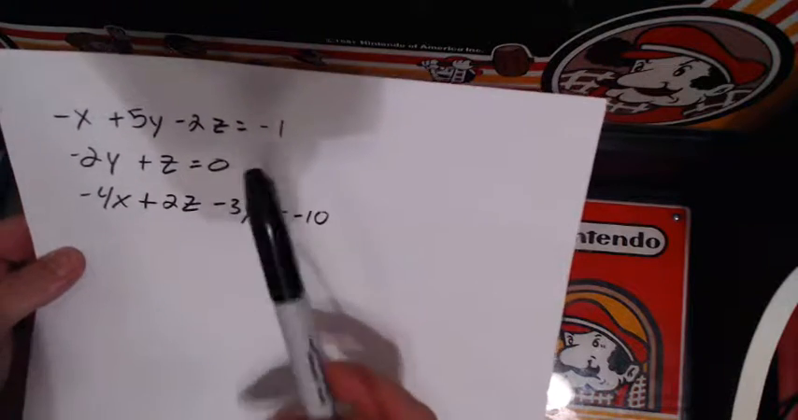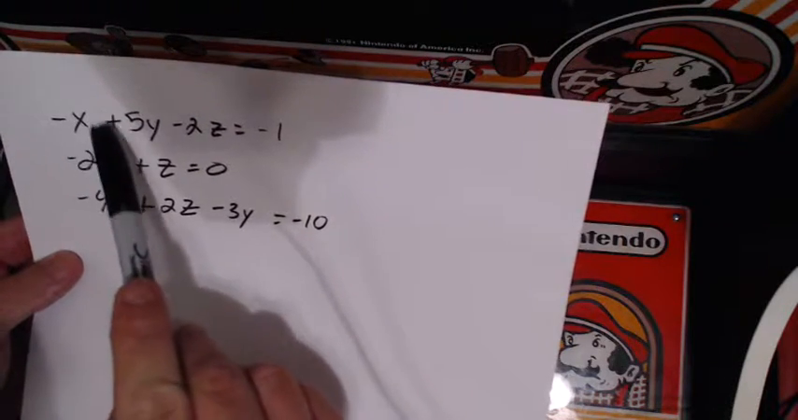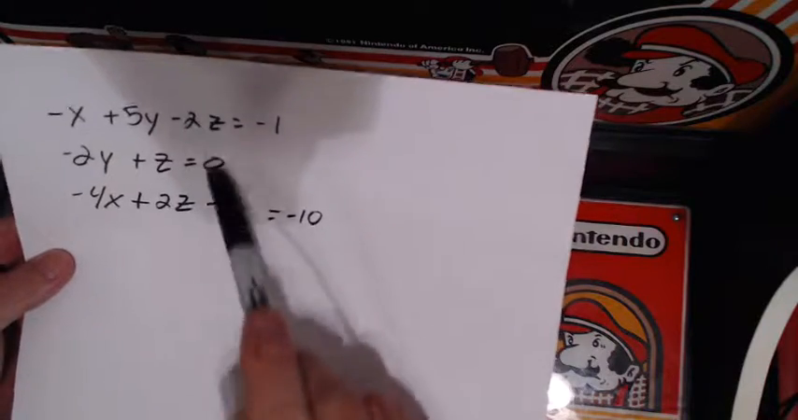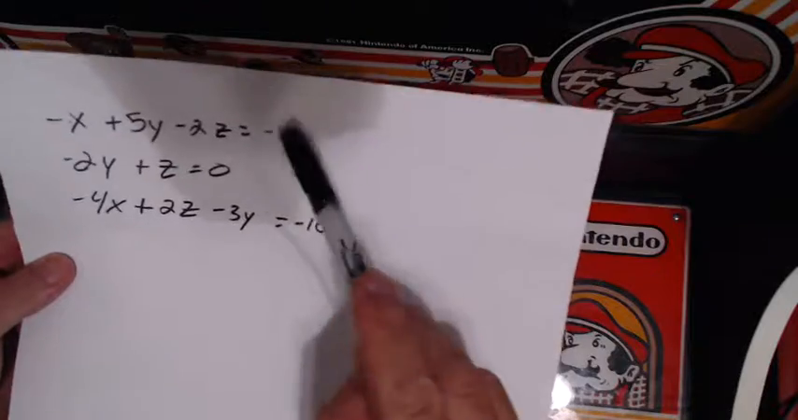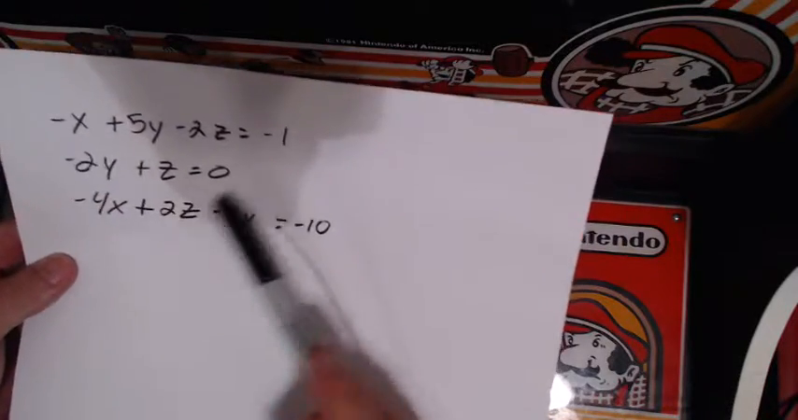So the first thing you want to do is make sure all these things are lined up. What I mean by that is you want all your x's here, all your y's, all your z's, equal sign, number, right? So you can see that there are some things missing here.